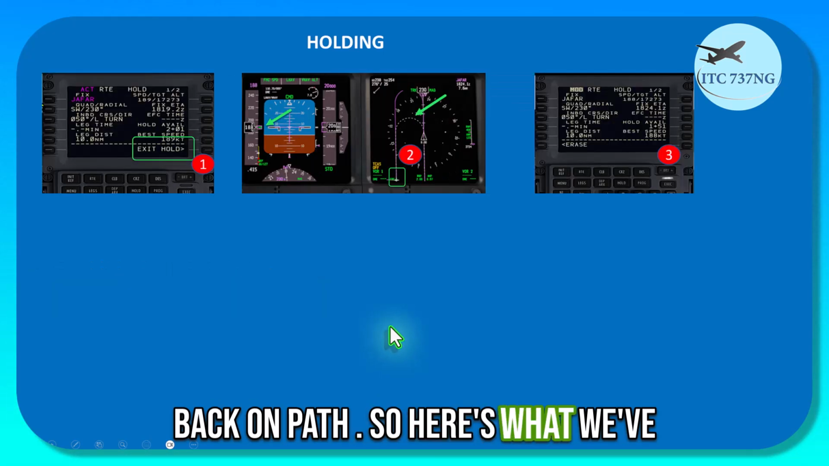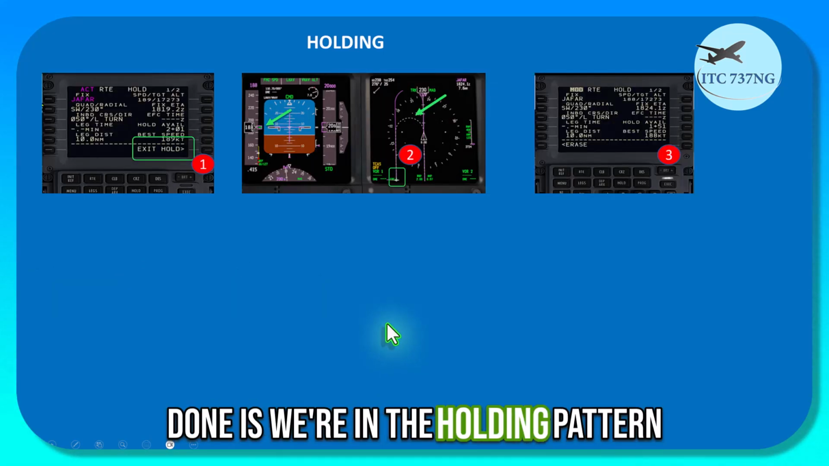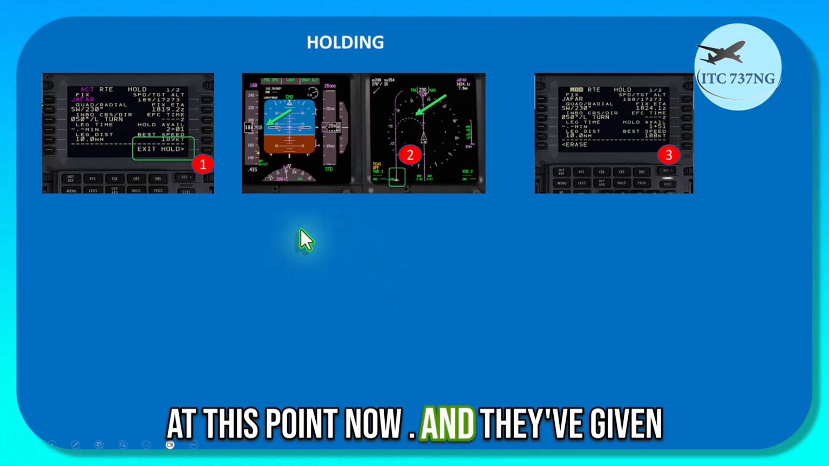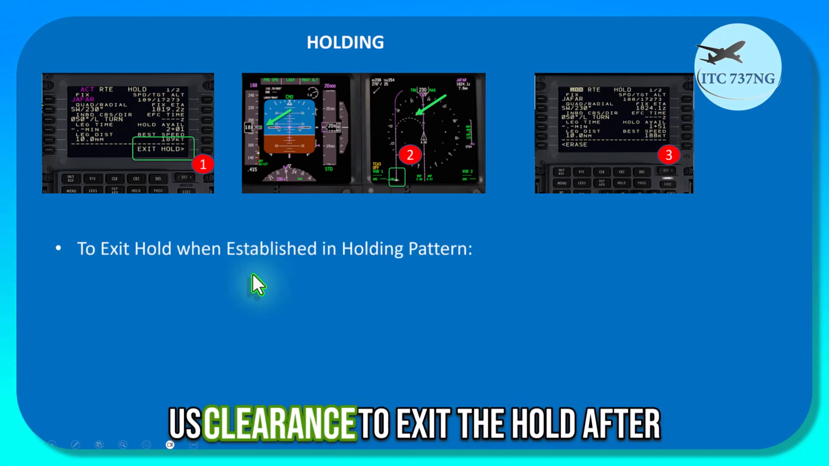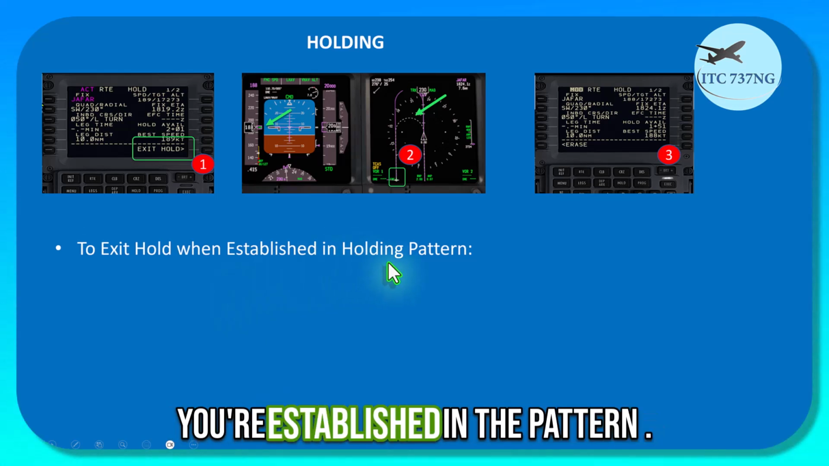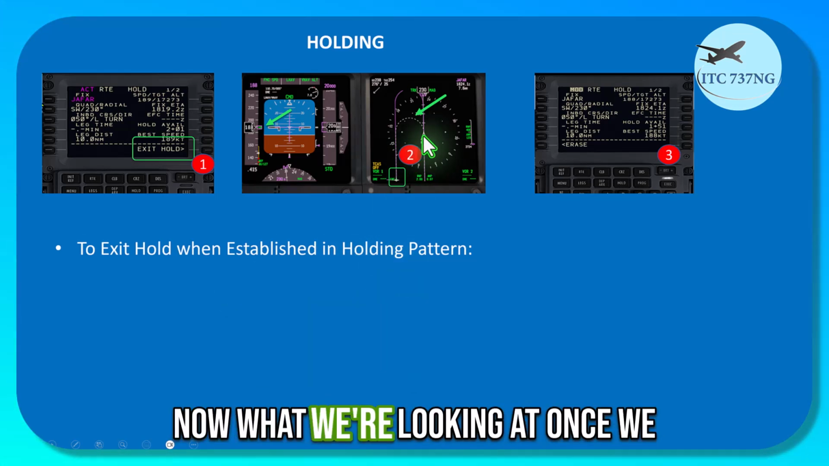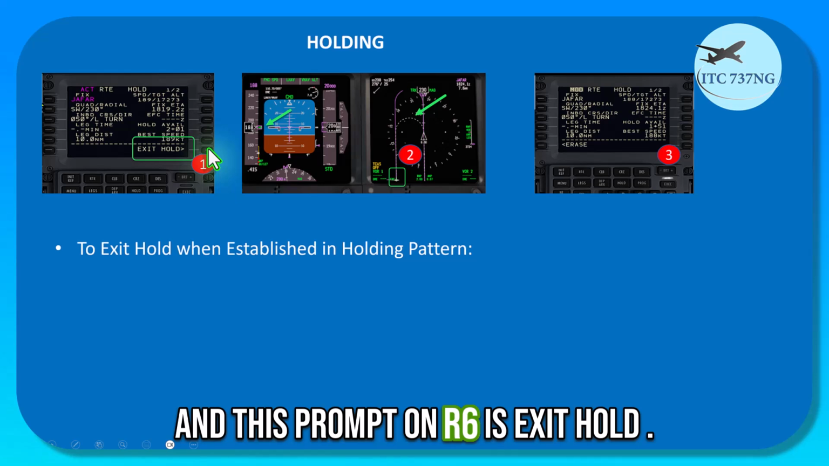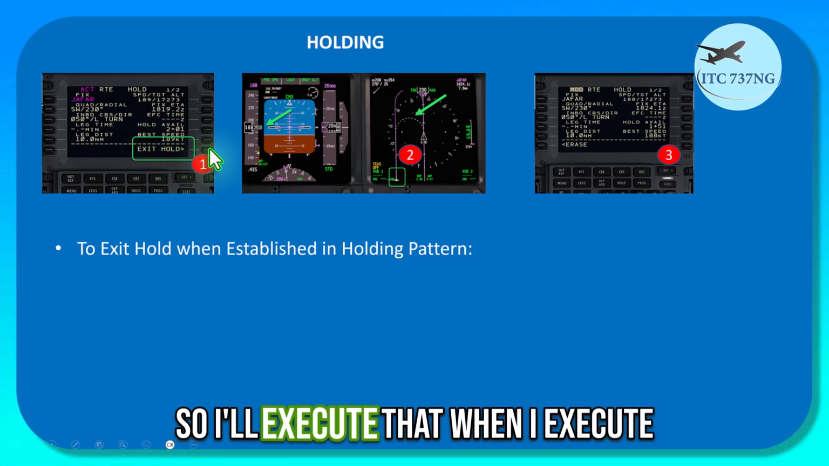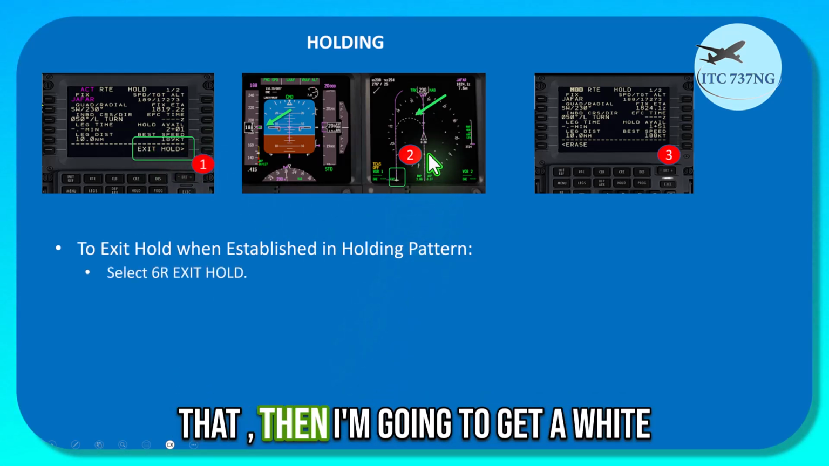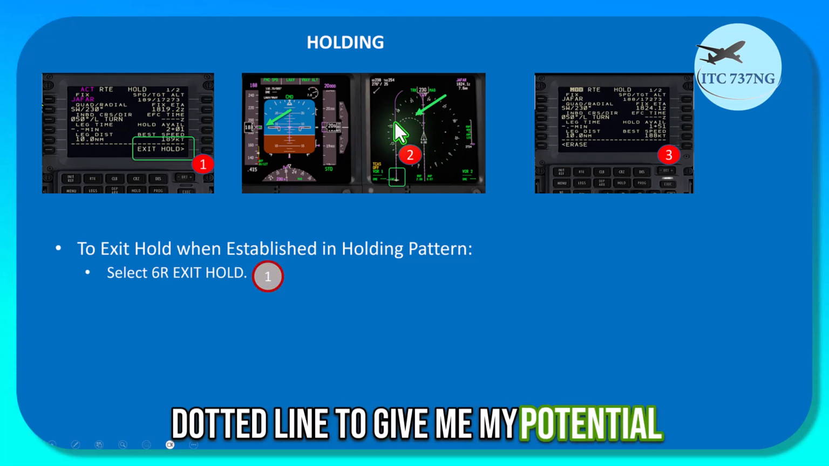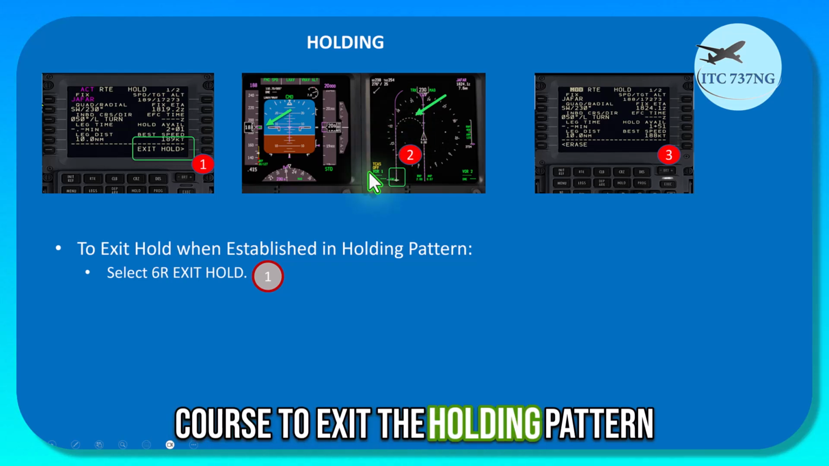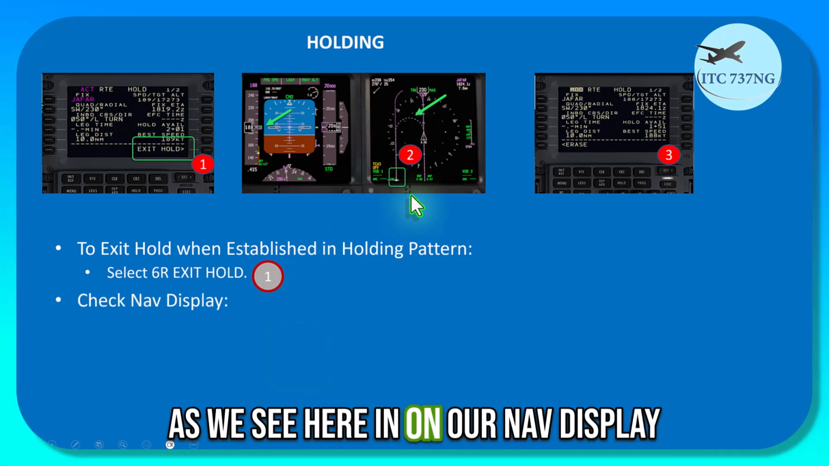So here's what we've done: we're in the holding pattern at this point now, and they've given us clearance to exit the hold after you're established in the pattern. Now, once we do that, I go to the hold page, and this prompt on 6R is exit hold. So I'll execute that. When I execute that, I'm going to get a white dotted line to give me my potential course to exit the holding pattern, as we see here on our nav display.